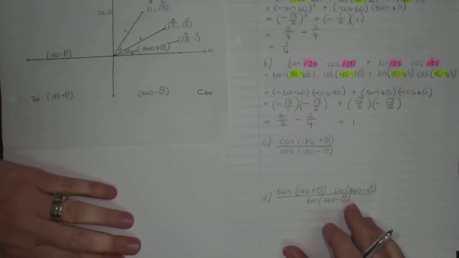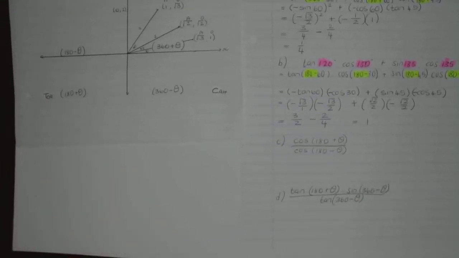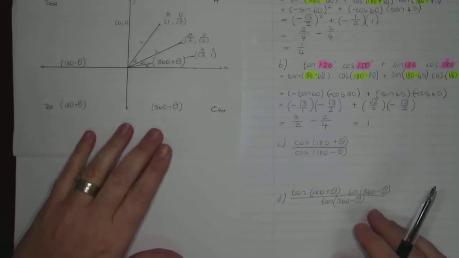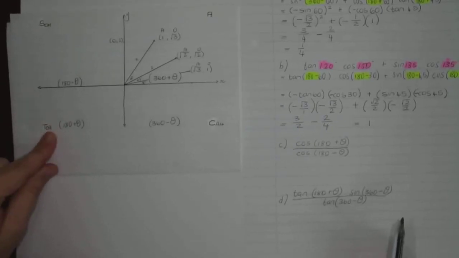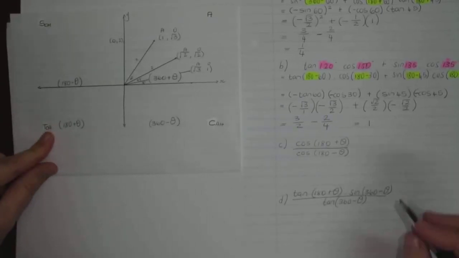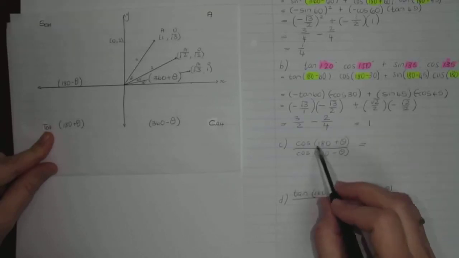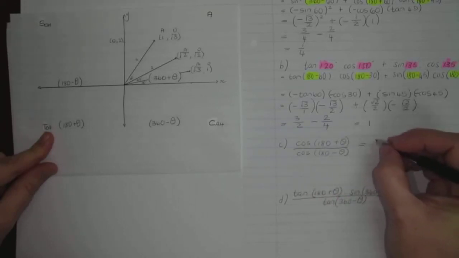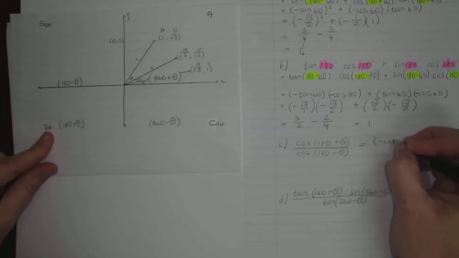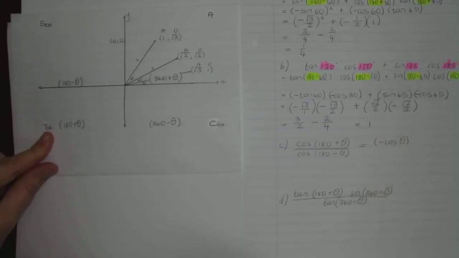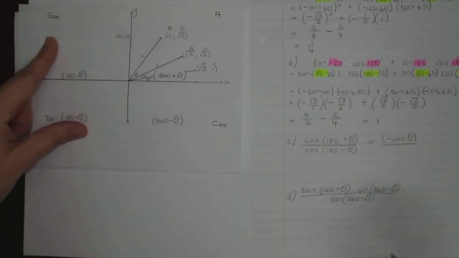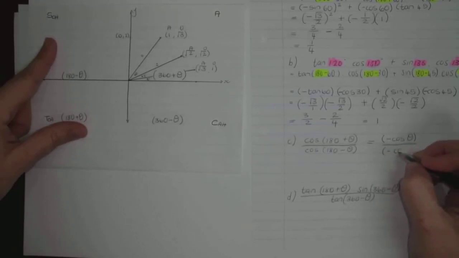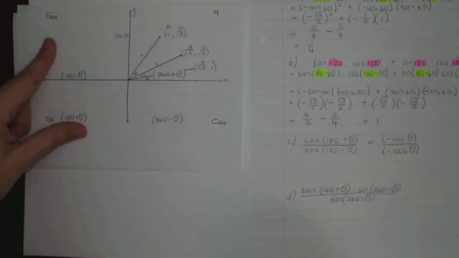Okay, right, let's look at C. So if I have cos of 180 plus theta, I'm in the third quadrant, and only tan is positive. So instead of writing cos 180 plus theta, I am going to write negative cos theta. In 180 minus theta, only sine is positive, so I can write minus cos theta, and that is going to equal 1.